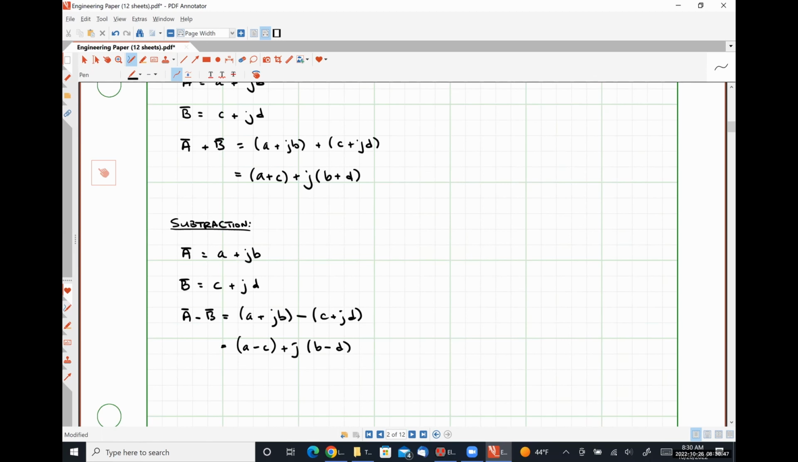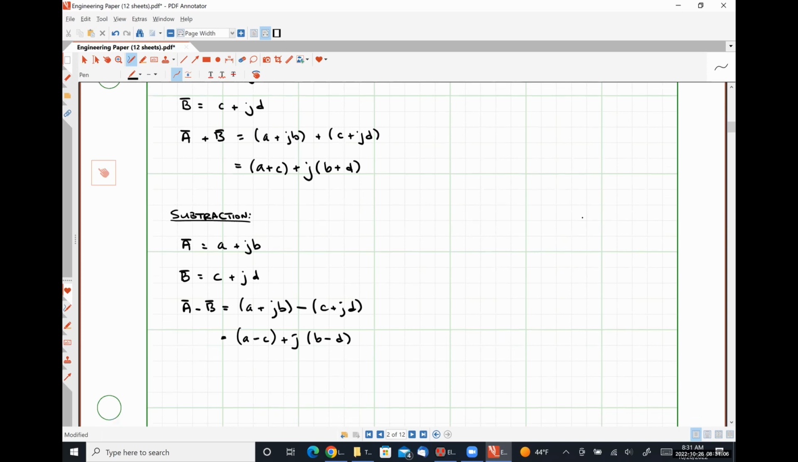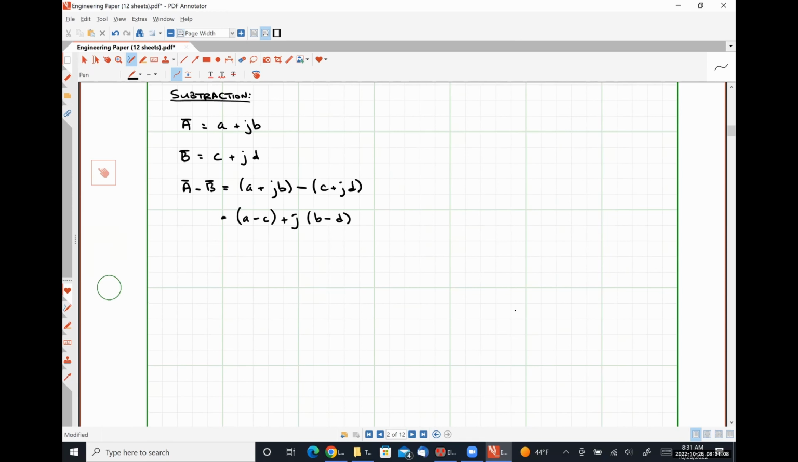Pretty much the exact same thing as the addition operation, except now we have negative signs involved. Nothing particularly difficult. And once again, your life will be easier if when doing this by hand, you are using rectangular form complex numbers. Now let's talk about multiplication.